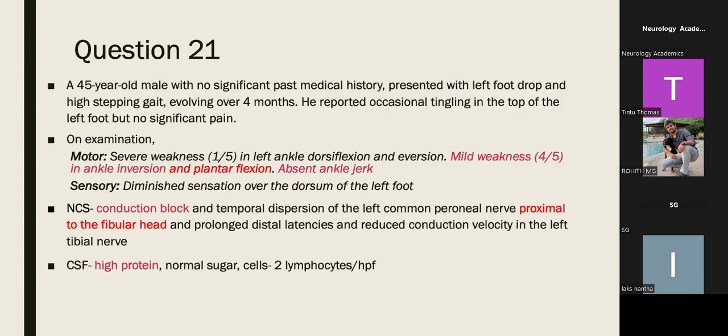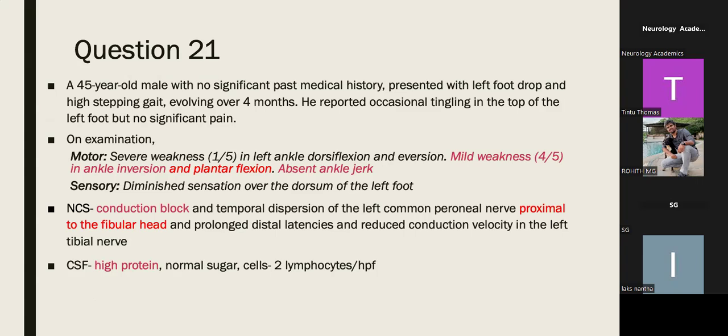Question 21 is a 45-year-old male with a monomelic weakness. There is left foot drop and high stepping gait alone, with tingling paresthesia on top of the left foot. These are the clinical presentation. On examination, apart from the left ankle dorsiflexion and eversion weakness, we also find there is weakness of ankle inversion and plantar flexion as well, along with absent ankle jerk.